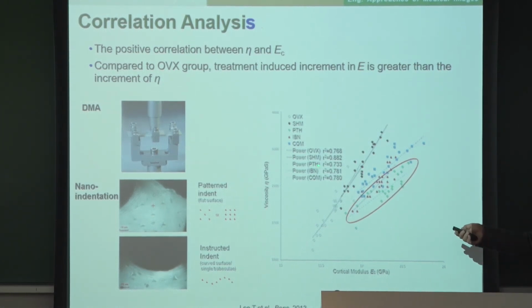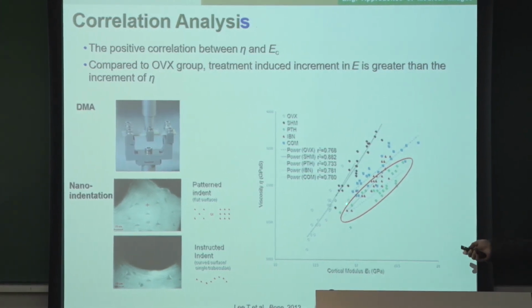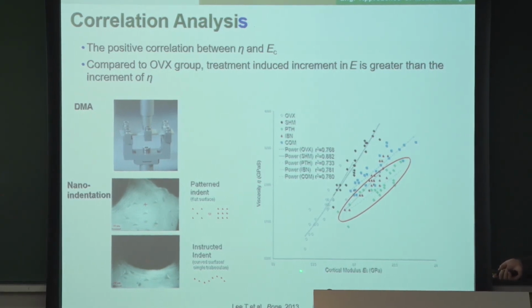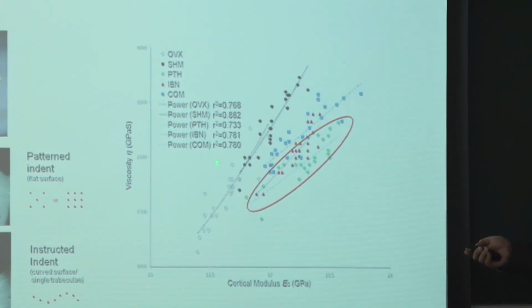With the parathyroid hormone or with the ibandronate group, okay, their value is actually here. Means that their cortical modulus, you see that the first one is located from here to this much, right? This one, black color, is the original. Osteoporotic, drug-treated, monotherapy, which means either parathyroid hormone or bisphosphonate. So they actually regain cortical modulus, but they don't really regain the viscosity value.